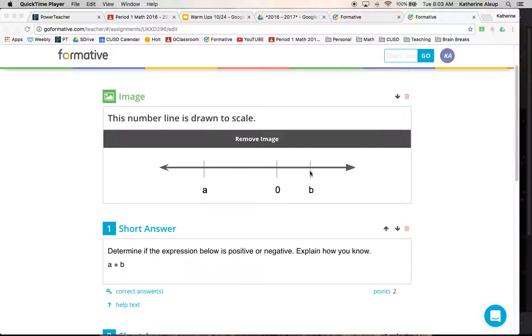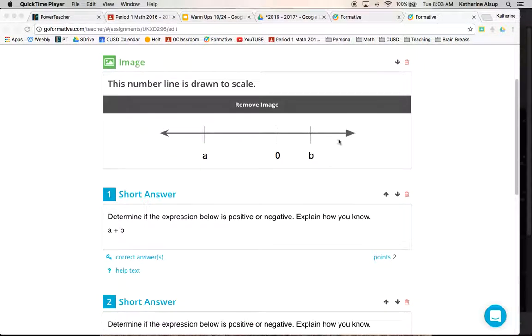I'm starting at b in the positives. I'm subtracting a negative value. I'm subtracting a, which is negative. If I take away a negative, I move up on my number line. So I'm going to definitely end up in my positive space.